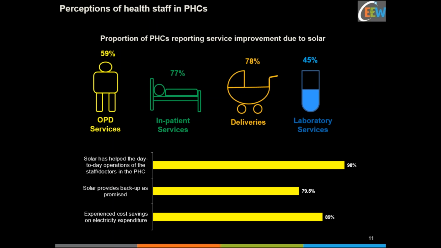In addition to these, what the staff also suggested was that solar actually helped in the day-to-day operations of the primary healthcare center. And this was an overwhelming response at 98%, suggesting that it has helped to remove disruptions in functioning. Almost 80% said that solar provided the backup as promised, which talks about the reliability of such a system. And finally, close to 90% said that they experienced cost savings on electricity expenditure. Now, this is a really important point because once you start experiencing cost savings, it frees up a lot of resources which can then be utilized for life-saving medicines or equipment.